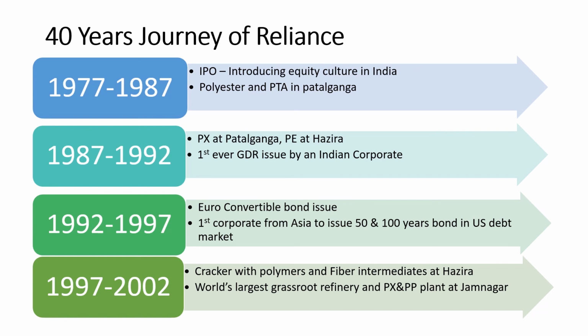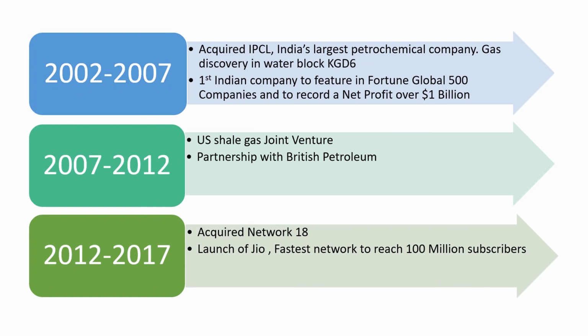1997 to 2002, cracker with polymers and fiber intermediates at Hazira, world's largest grassroots refinery, and PX and PP plant at Jamnagar. 2002 to 2007, acquired IPCL, India's largest petrochemical company, gas discovery in KGD6 block, first Indian company to feature in Fortune Global 500 companies. 2007 to 2012, US shale gas joint ventures, partnership with British Petroleum. 2012 to 2017, acquired Network 18, launch of Jio, fastest network to reach 100 million subscribers.